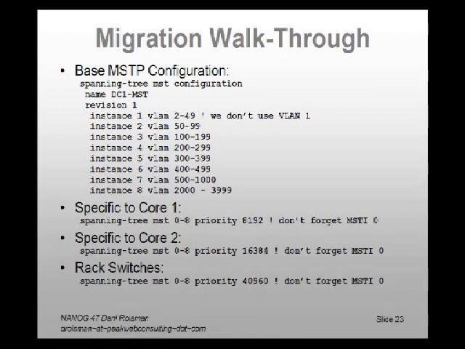And on core 1, we went ahead and we said, okay, MST 0 through 8, priority 8192. On core 2, 16384, and all the rack switches 4096.